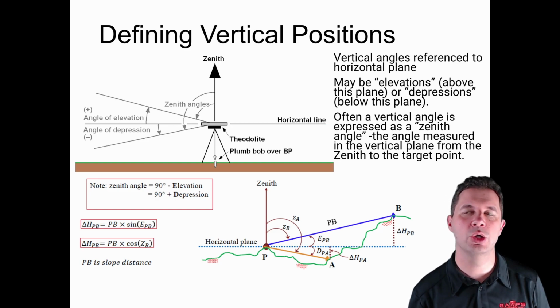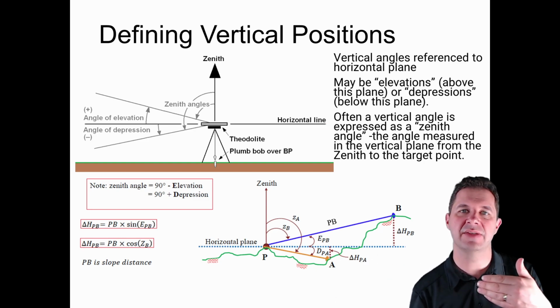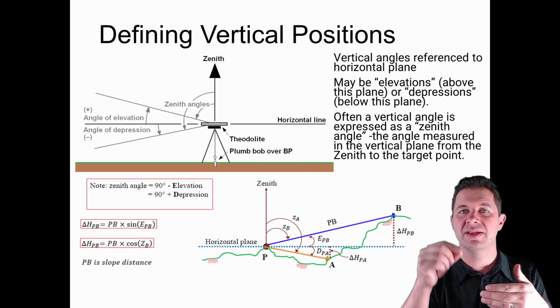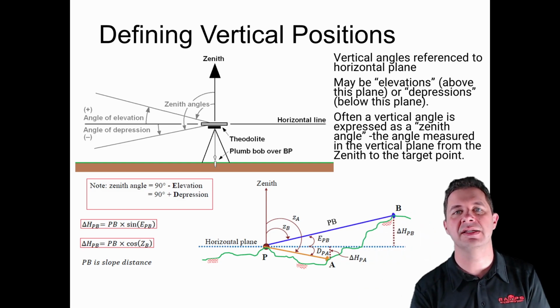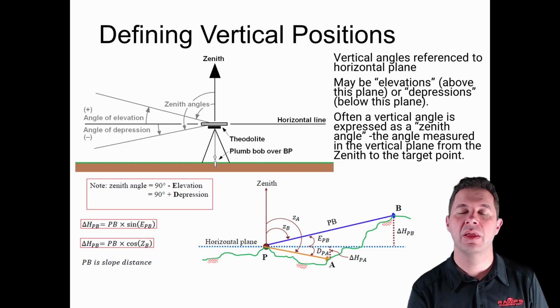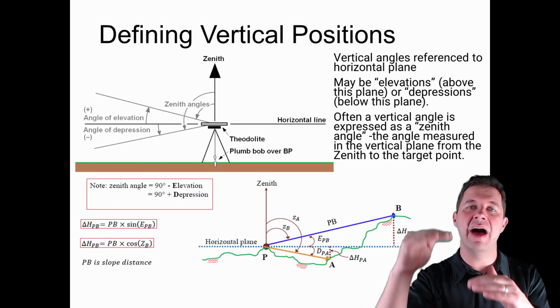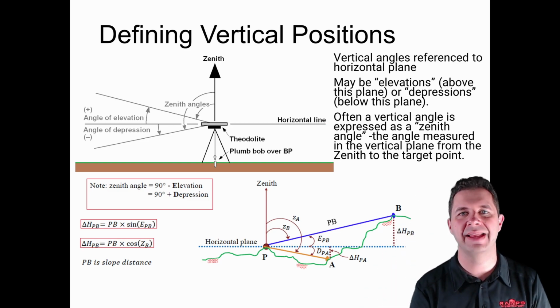Now, one thing that we can do with these vertical positions that we've surveyed is work out the height of the particular point. If we know PB, which is the slope distance, the distance from the point we're measuring at to some sort of control point off in the distance, and we know the elevation or depression from the point that we're at, we can very easily, using some basic trigonometry, work out the height above or below our horizontal plane that we're dealing with.